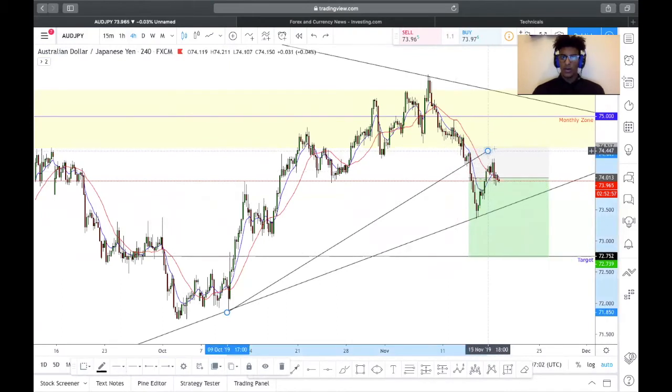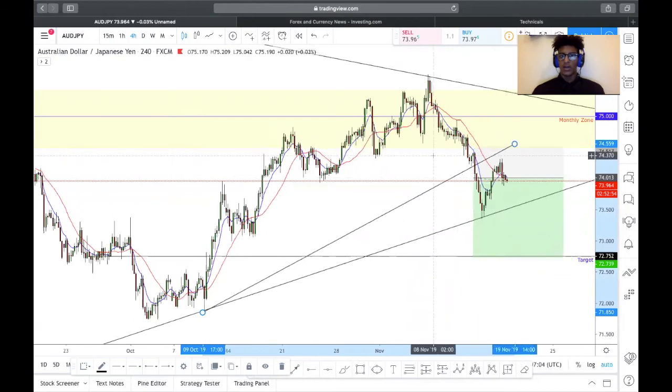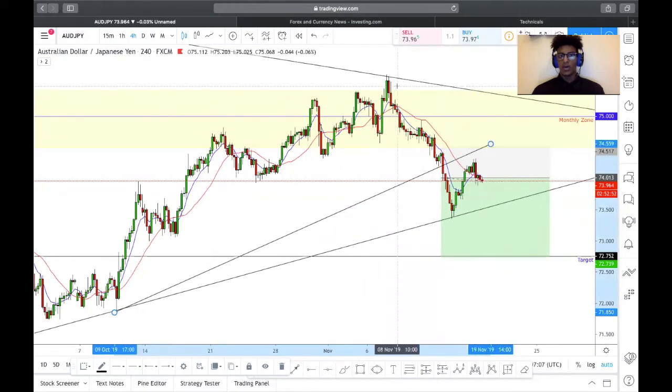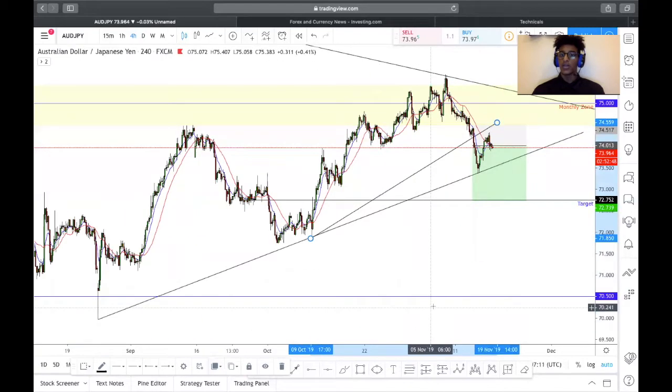Right over here, it looks like a potential break and retest. And if we still continue to hold lower highs and lower lows, we can see this break and continue to our targets.